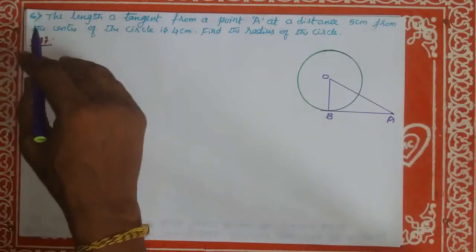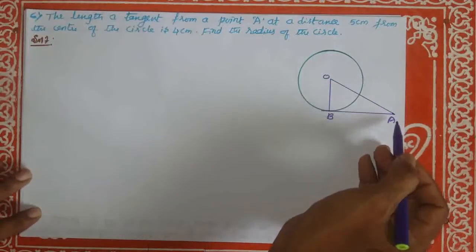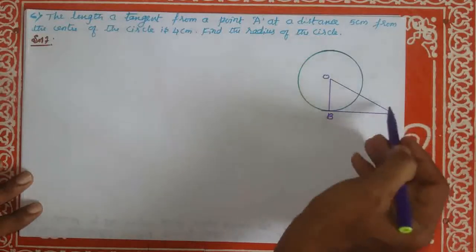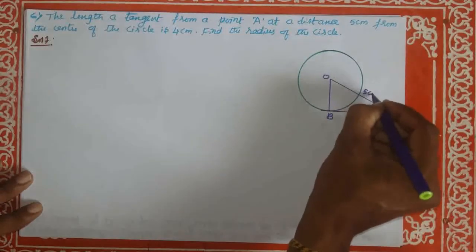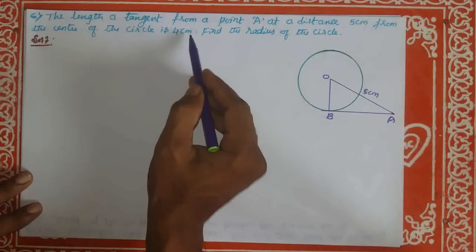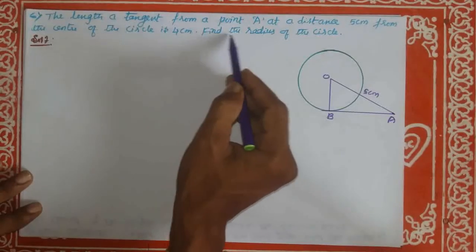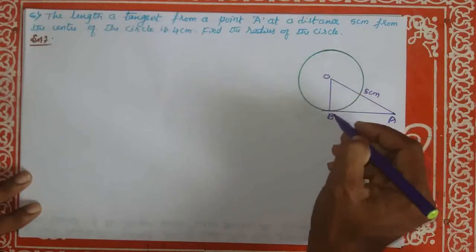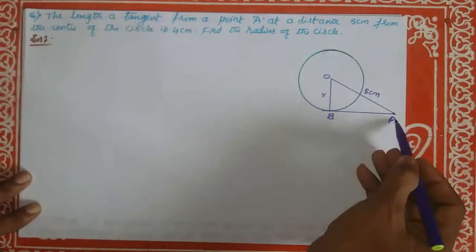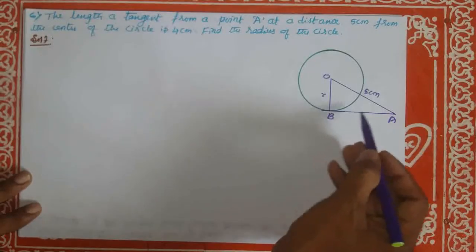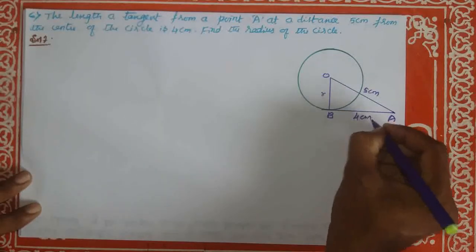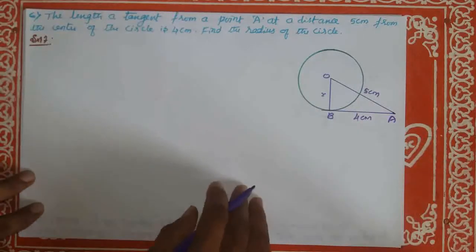Now let us discuss the sixth question. The length of the tangent from a point A. Point A is an external point, which is nothing but outside the circle, at a distance of 5 centimeters from the center of the circle, is 4 centimeters. Find the radius of the circle. We need to find the radius, that is OB. So the length of the tangent, that is AB, is equal to 4 centimeters.